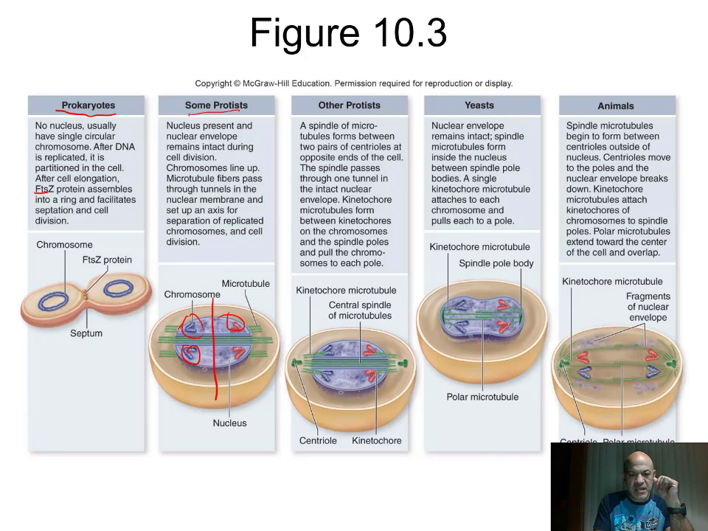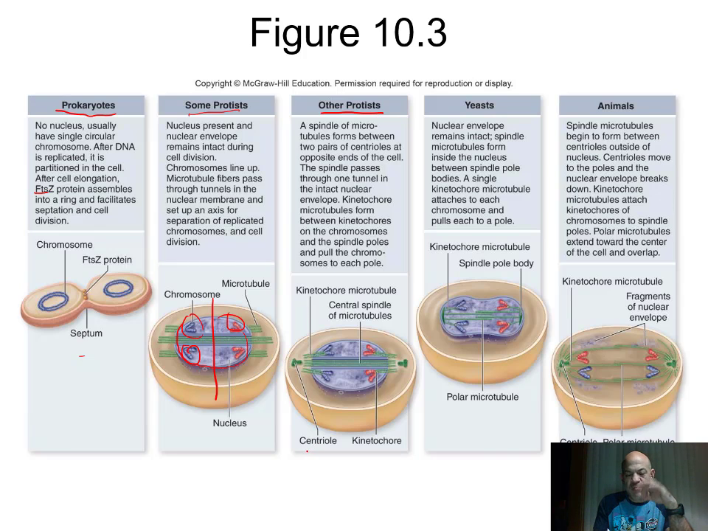Notice that the nucleus, or the nuclear envelope, which you don't have in bacteria, stays intact during this time. So the chromosomes get copied. As we copy our chromosomes, we've got to separate them. But all of this happens within the nucleus. So eventually the nucleus has to divide, and then the entire cell divides. In other protists, we're going to see a similar process.